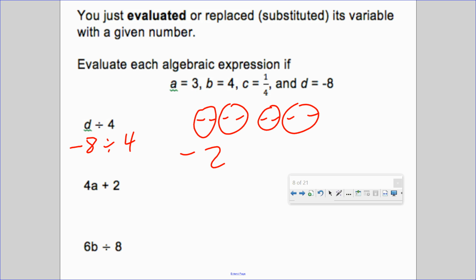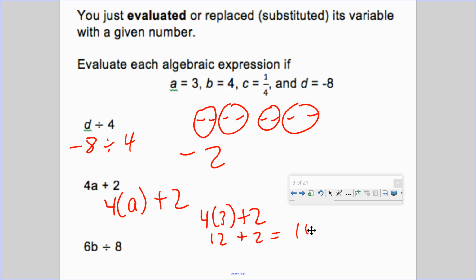Now let's get to the heart of it. 4A plus 2. That's 4 groups of A, plus 2. 4 groups of 3 plus 2. And what is 4 groups of 3? 12. The right side is 2, so it adds up to 14.